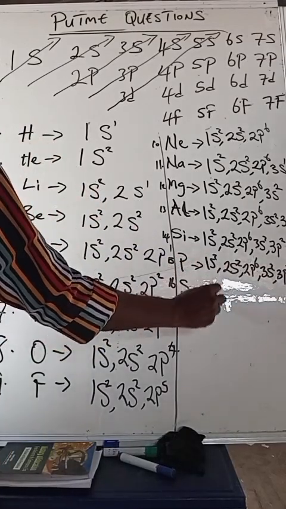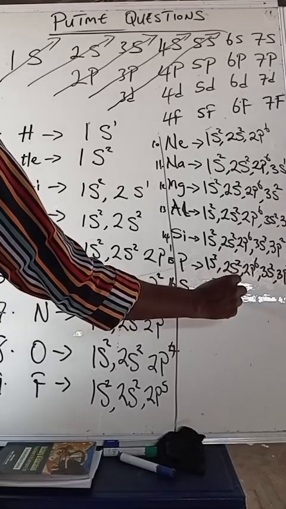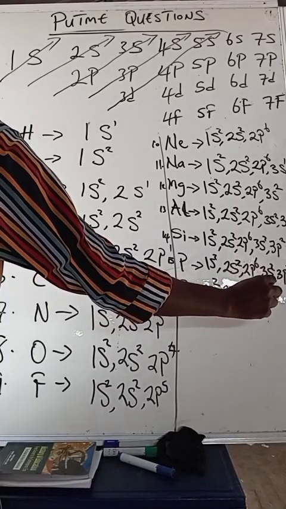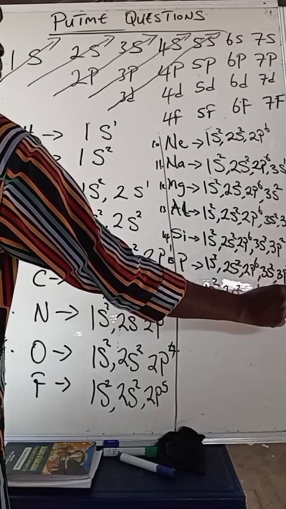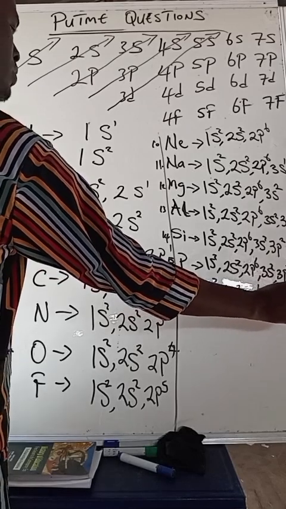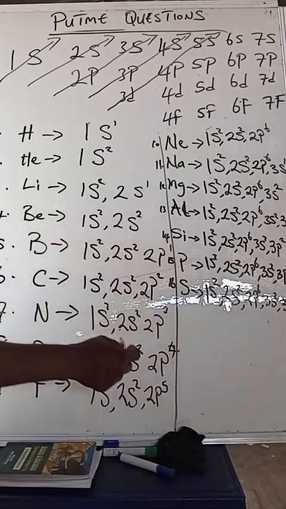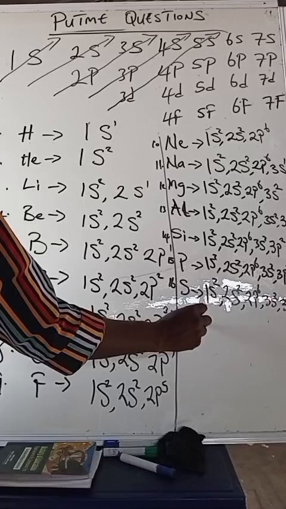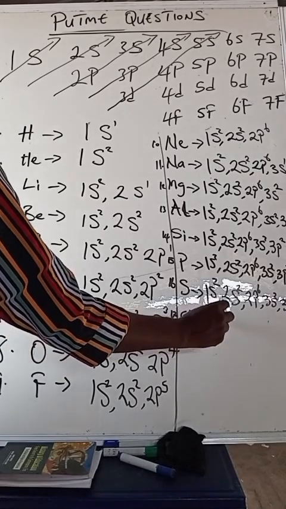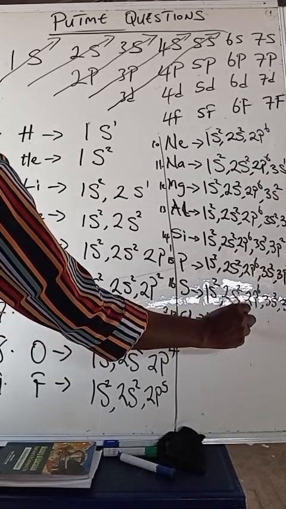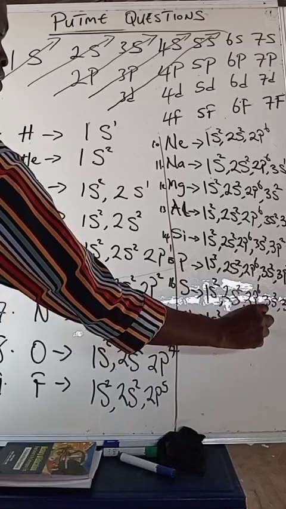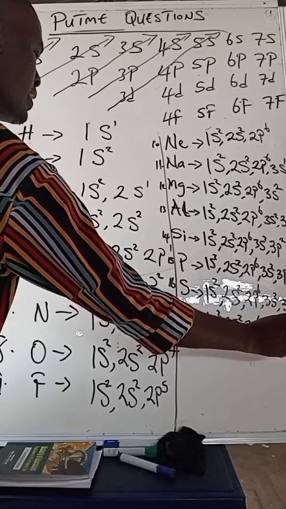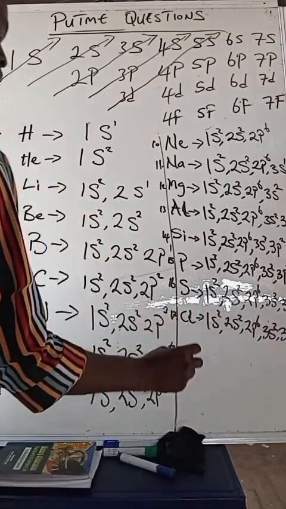The 16th one is sulfur: 1s2 2s2 2p6 3s2 and 3p4. The next one is chlorine, which is the 17th element: 1s2 2s2 2p6 3s2 and 3p5.